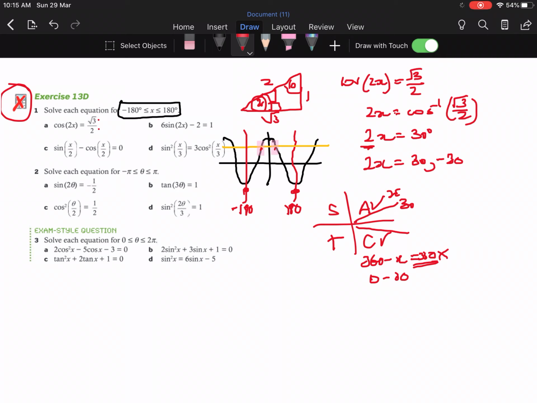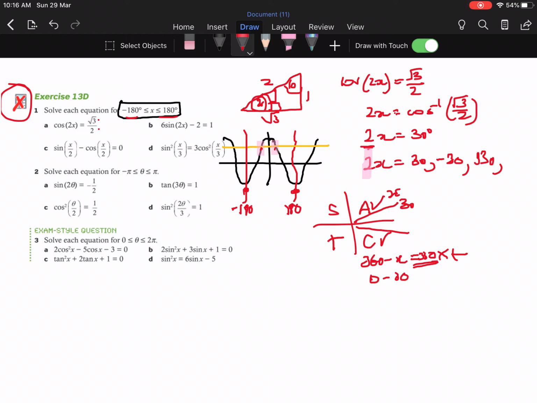Now, the problem we face is we have this 2 here. So I basically want to find x equals, I don't want 2x equals. So what you do is, although I said here not to count it, we wouldn't normally count this because it's negative 180 to 180. But because this 2's here, we are going to include this. Okay? So that means I'm going to include 330.